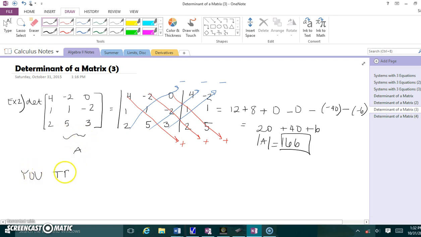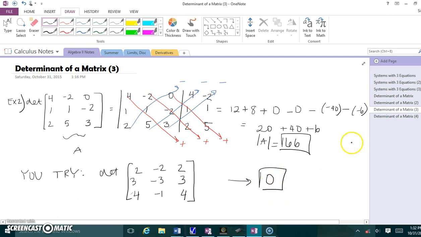I want you to try this one. So I want you to do the determinant of the matrix with rows 2, negative 2, 2; 3, negative 3, 3; 4, negative 1, 4. You should end up with the answer of 0. Your determinant will be 0. So do the work for that to make sure you're okay with it. If you don't end up with 0, we'll compare numbers on Monday.